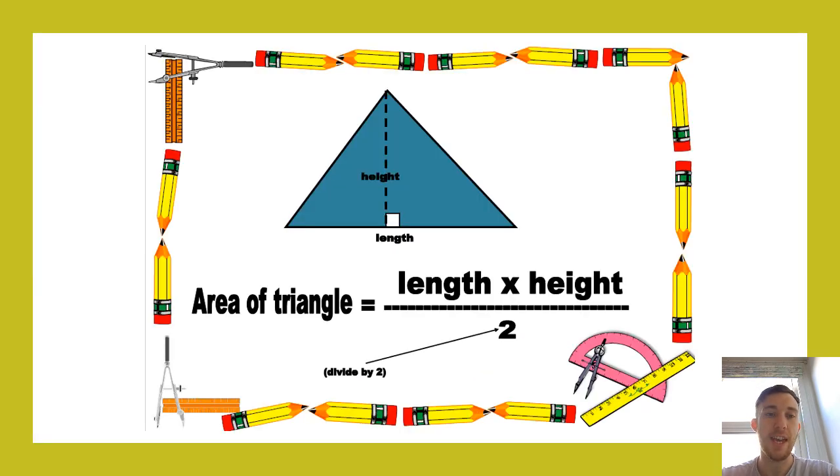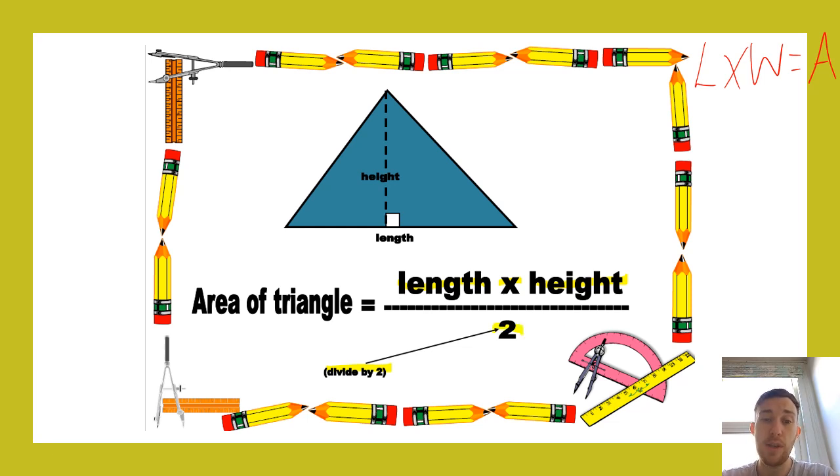Okay, so yesterday we looked at a particular formula to help us work out the area of squares and rectangles, which was length times width equals area. For a triangle, it's a similar formula, but we're going to use length times height of the triangle, not the width, but the height, so how tall it is. And then when we've got that number, we're then going to divide it by 2.